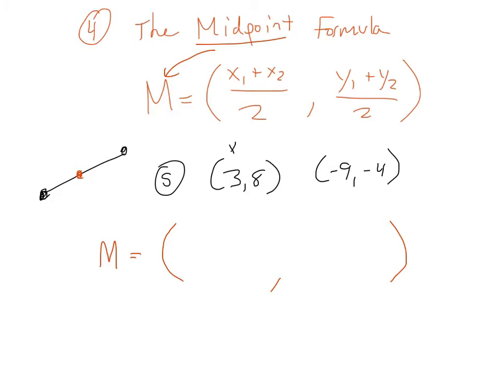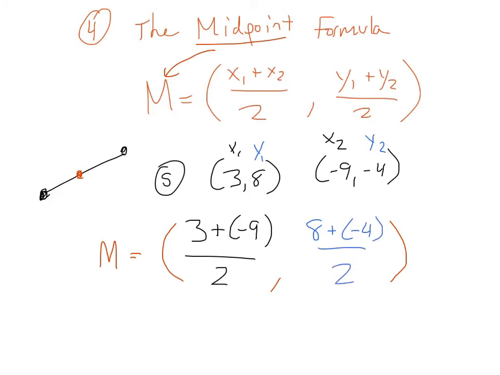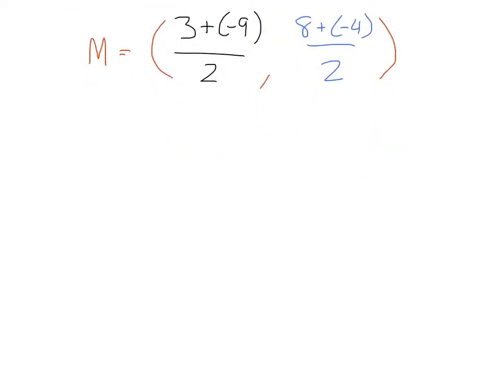That's the first x value. That's the second x value. So let's add them up. It's like saying 3 plus -9, and we divide that by 2. All right, now let's talk about the y's. Well, that's the first y coordinate. That's the second y coordinate, so we're going to add those up, 8 plus -4, and divide those by 2. All right, so let's keep on moving.